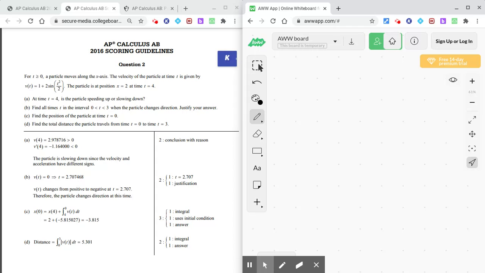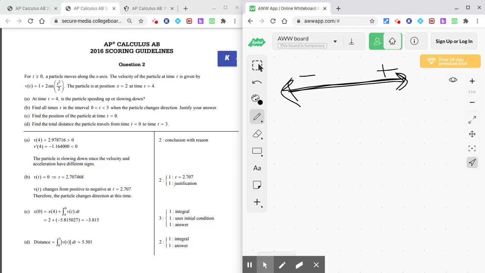Let's jump right in. It says for time greater than or equal to 0, a particle moves along the x-axis. The velocity of the particle at time t is given by v of t equals 1 plus 2 sine of t squared over 2, and the particle is at position x equals 2 at time equals 4. So first note that this is just back and forth movement, right? Positive movement to the right, negative movement to the left, and this could be anything. Don't get confused by them telling you it's a particle moving along the x-axis. It doesn't change anything. It could be a school bus moving up and down a street. It doesn't really matter here.